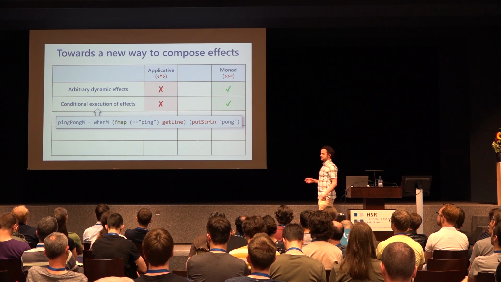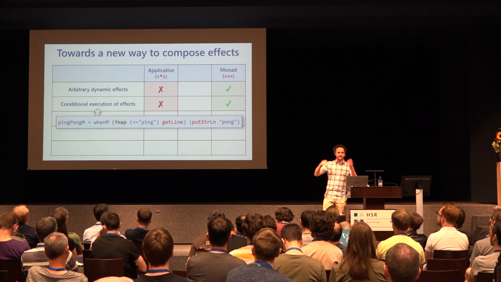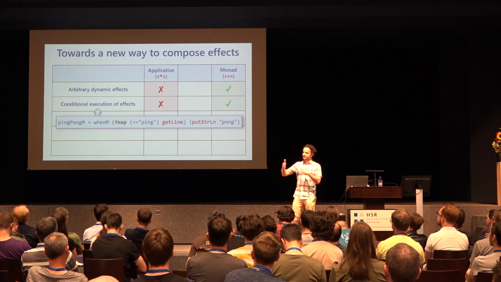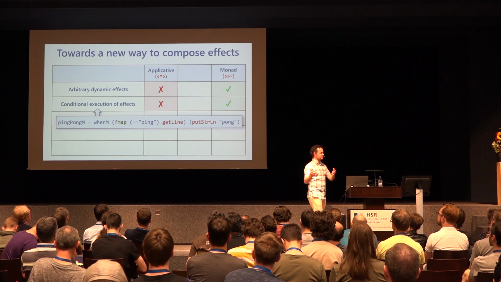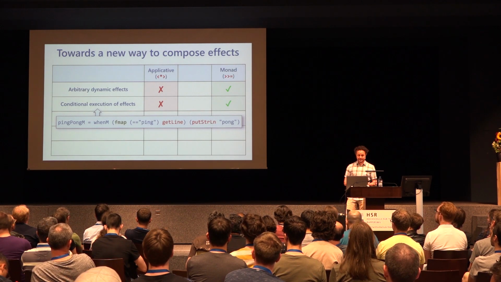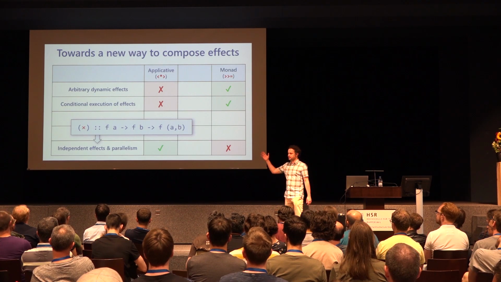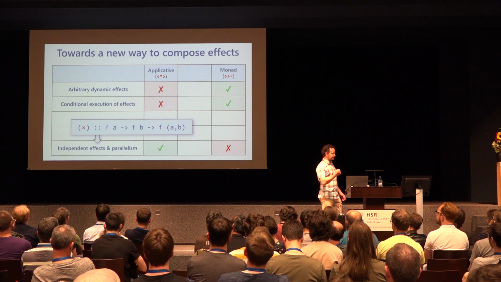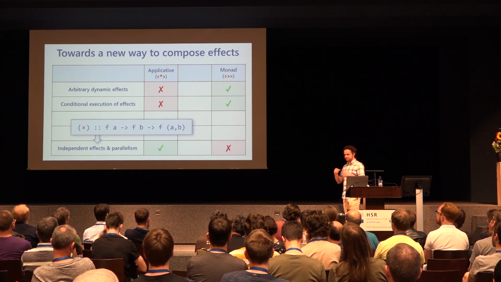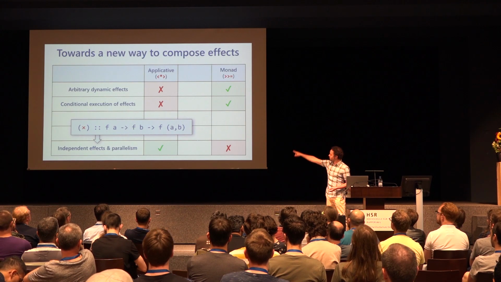Conditional execution of effects is a simpler requirement. You don't want to generate arbitrary effects, but you just want to enable or disable effects, right? Switch it on and switch it off. This is something, again, that applicative functors cannot do, but monads can. On the other hand, if you want to express independence of effects, if you want parallelism, you have to go for applicative, for the apply operator.